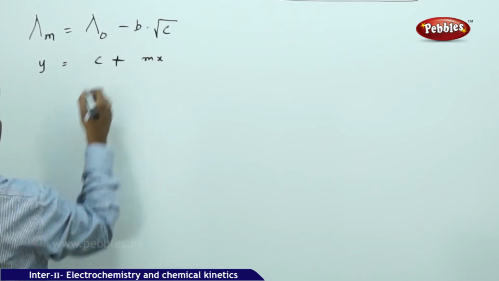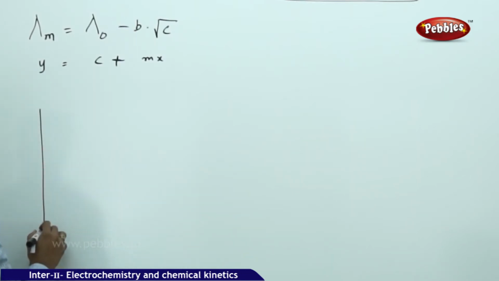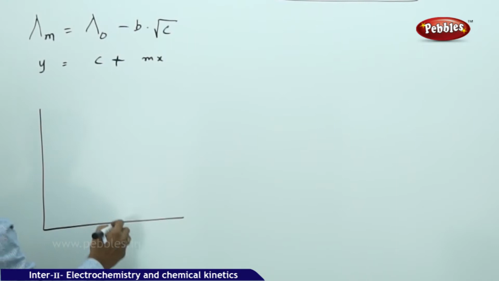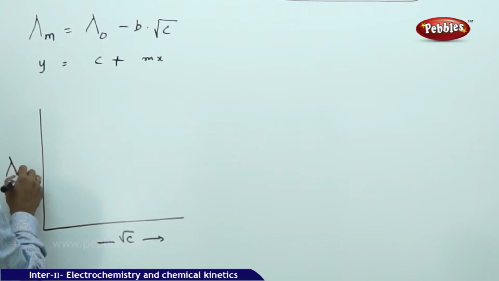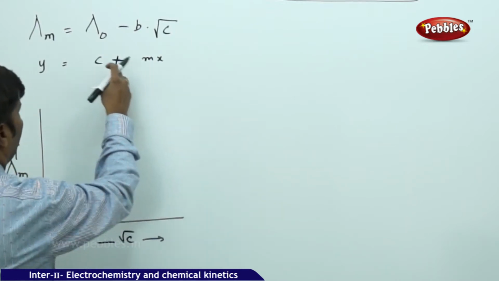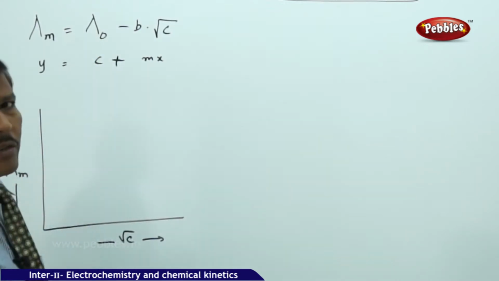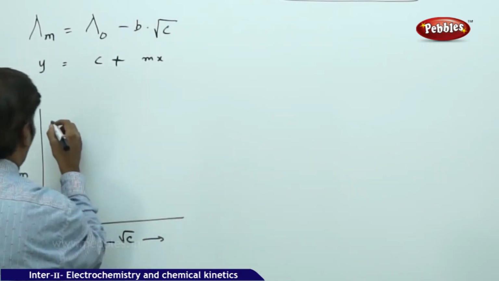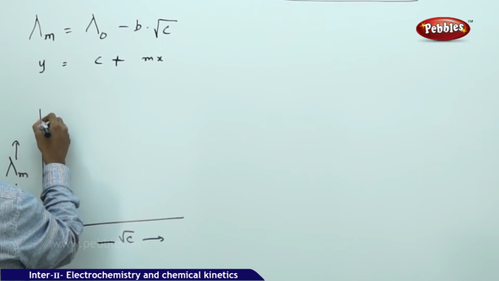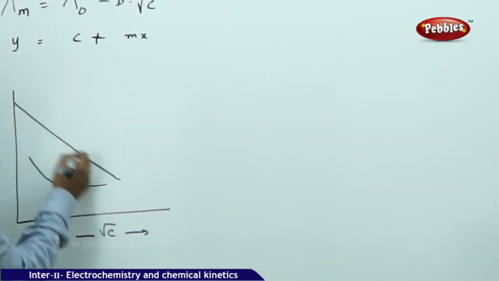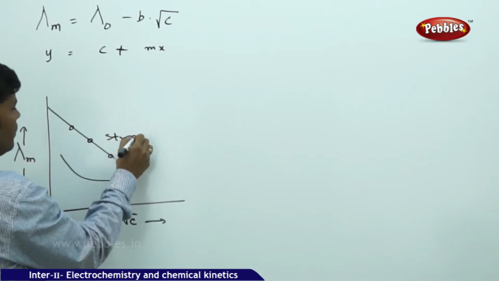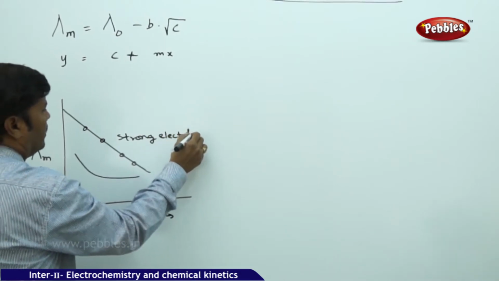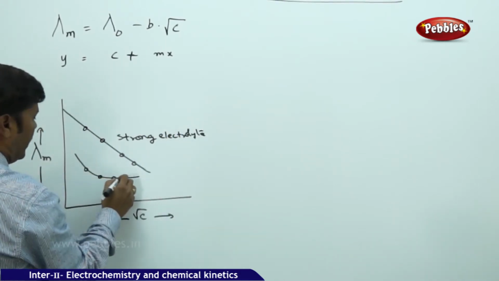If you are going to plot the graph, in the x axis we are taking the root of concentration term, and in the y axis we are taking the molar conductance at a given concentration. Because the intercept is the equivalent conductance at infinite dilution, lambda naught, and the slope is minus B, you are going to get a straight line, something like this. This straight line with a negative slope is for strong electrolytes, and this other one is for weak electrolytes.